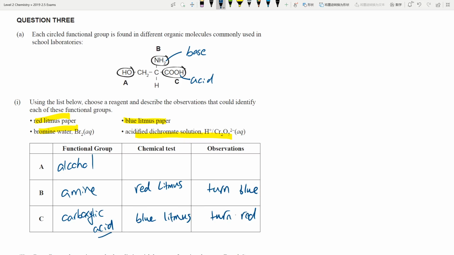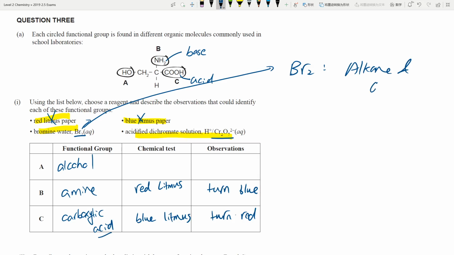Okay, now how do we use alcohol? We're done with the litmus paper. Litmus paper only distinguishes acids and bases. Alcohol is neutral, so we can choose between bromine water and the acidified dichromate. Just remember, bromine water is only useful for alkanes and alkenes. You don't use it for anything else in year 12 and level 3 chemistry. So if you see Br2, alkenes and alkanes only. In this case we're going to use the acidified dichromate, and again, redox, this is orange and this will go to green.